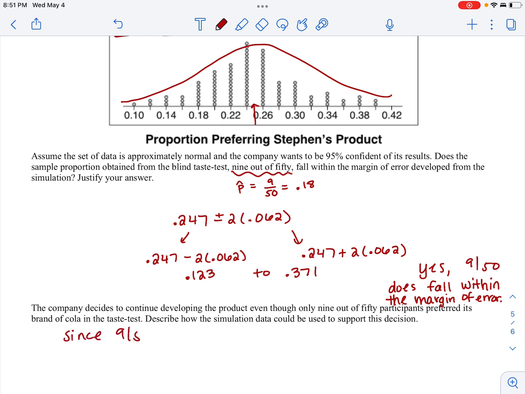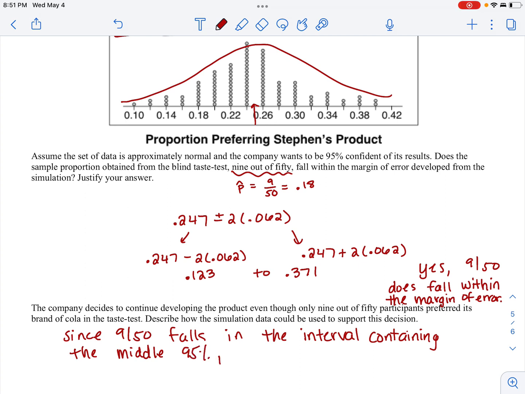So since 9 out of 50 falls in the interval containing that middle 95% of data, the company should continue making the product.